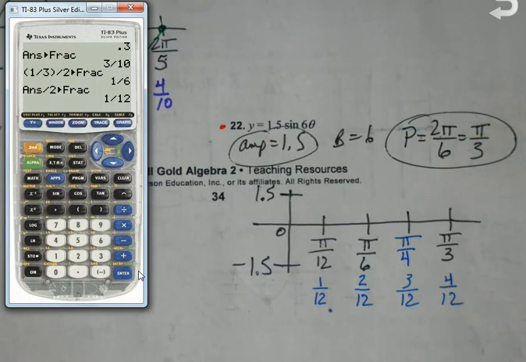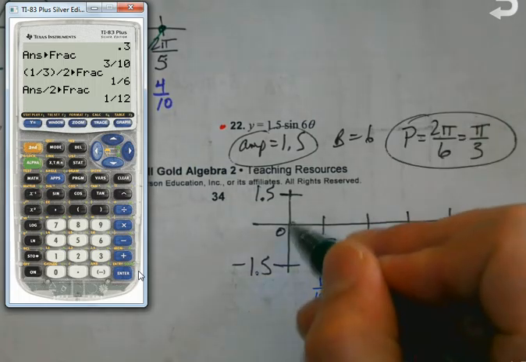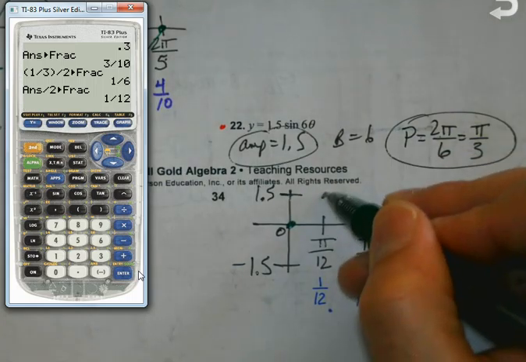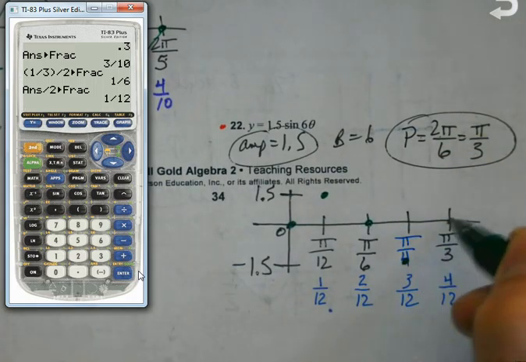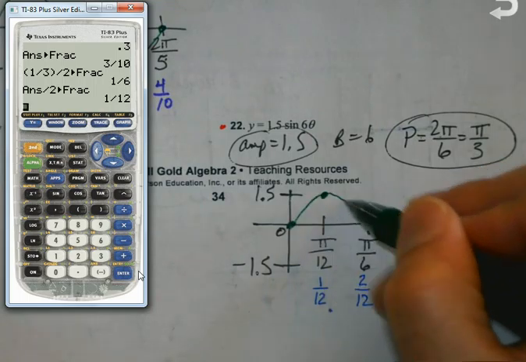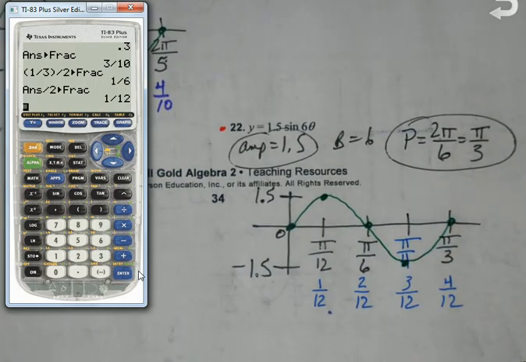So I got all my values. And now it just basically becomes positive a value. So we go up to start, then down, and back up. And our sine curve is ready.